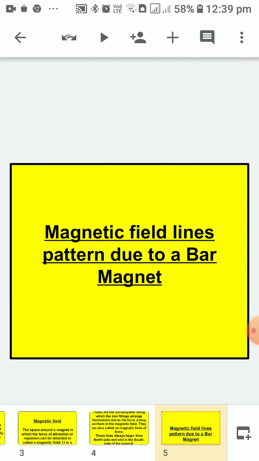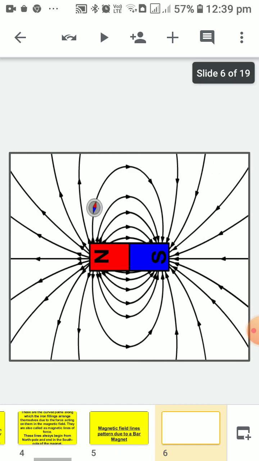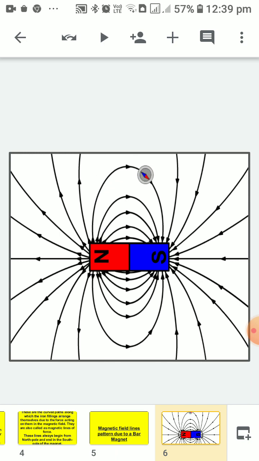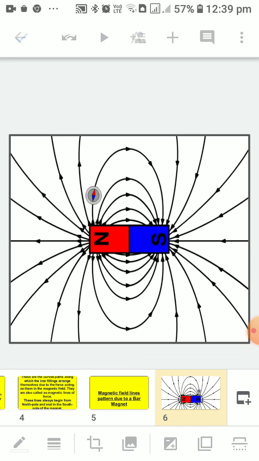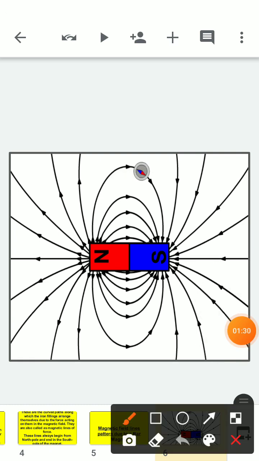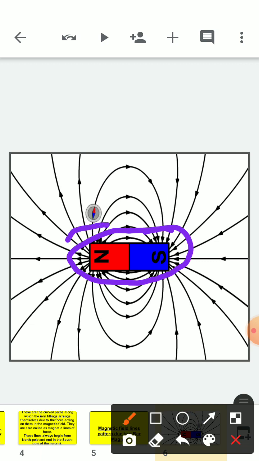Now, magnetic field lines pattern due to a bar magnet. Children, here I am showing you the diagram which is showing you the bar magnet. In this picture you can see we are having a bar magnet, which is in bar shape and has two endpoints. The first end is showing the North Pole and the second end is showing the South Pole. So a bar magnet has two poles, North Pole and South Pole.